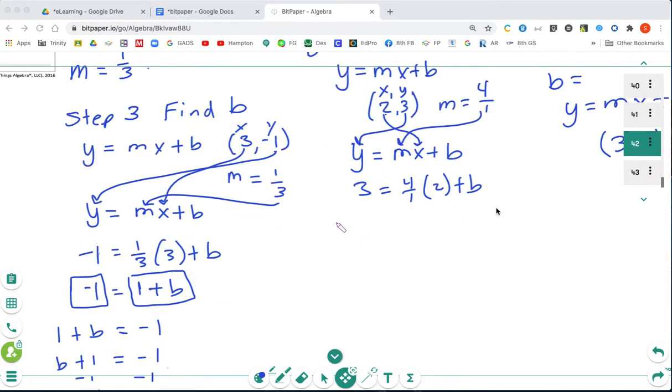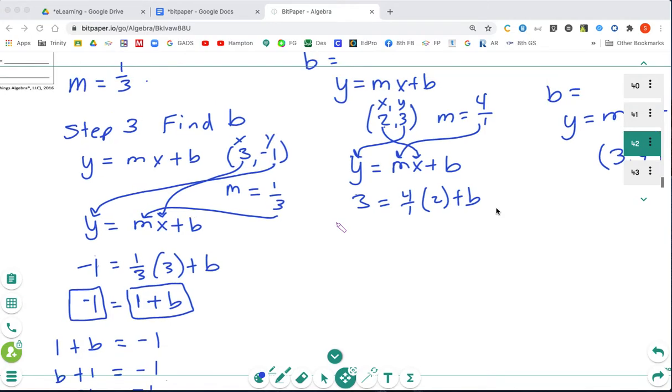I'm going to go to my calculator. I'm going to put 4 times 2 into the calculator. I'm going to get 3 is equal to 8 plus b. Now again, I'm going to use my post-it note or symmetrical property, which is going to let me put the variable on the left.